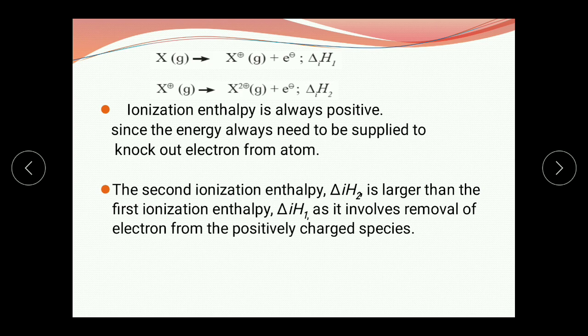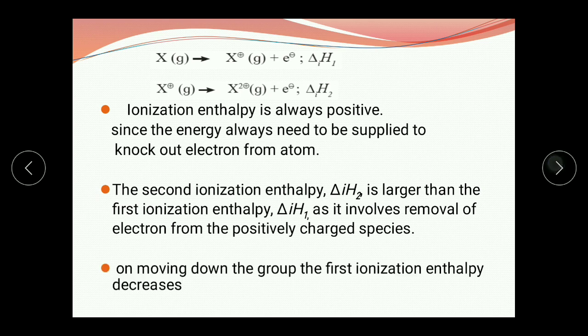So delta I H2 is always greater than delta I H1, because in the first ionization enthalpy we are removing an electron from a neutral atom, and in the second we are removing an electron from a positively charged ion. So it requires more energy to remove an electron from a positively charged ion. As it is positively charged, it holds the electron more tightly, hence it requires more energy to remove an electron from a positively charged ion.